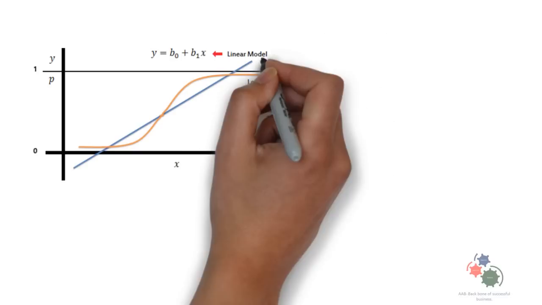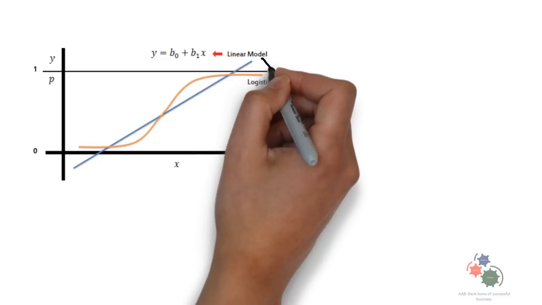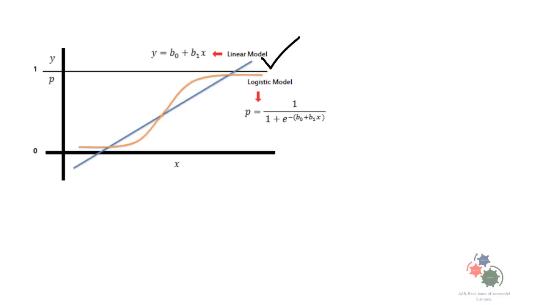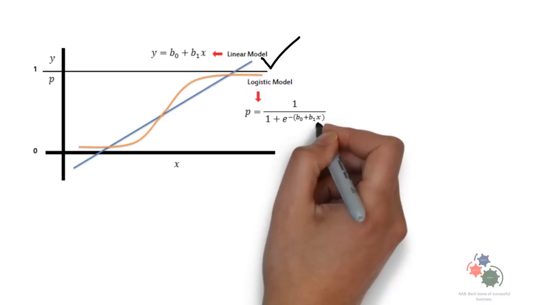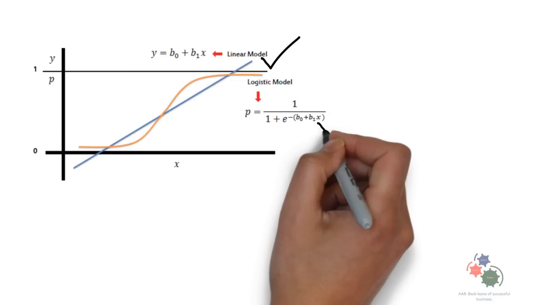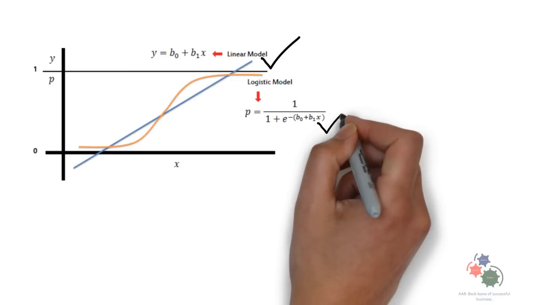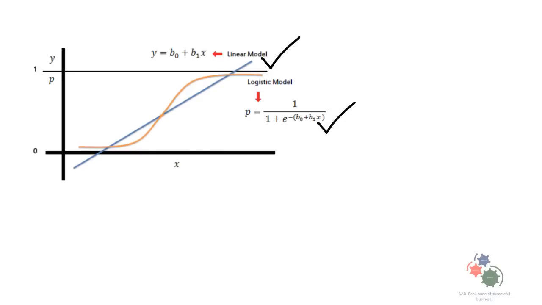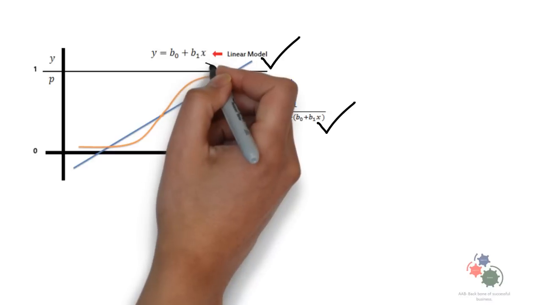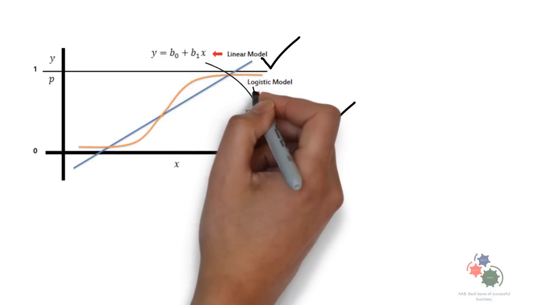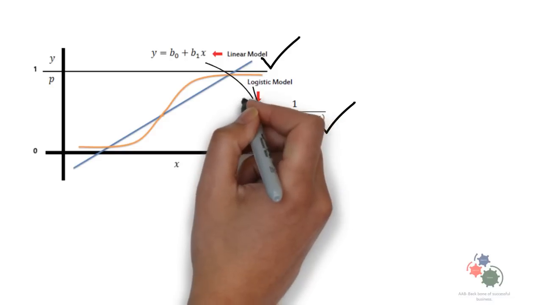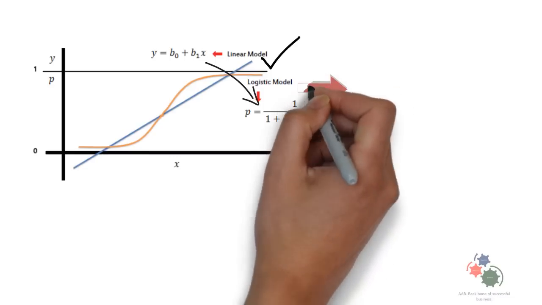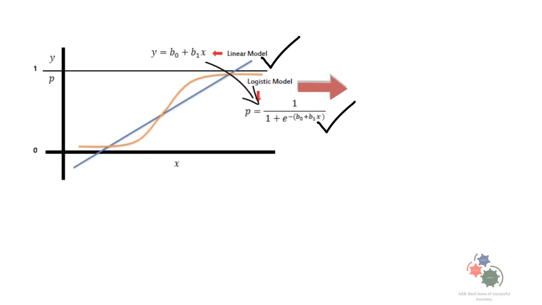Let's understand by graph. This is the linear regression equation: Y is equal to beta 0 plus beta 1 x. This is the logistic regression equation: P is equal to 1 by 1 plus exponential minus (beta 0 plus beta 1 x). This transformation can be done by the sigmoid function.